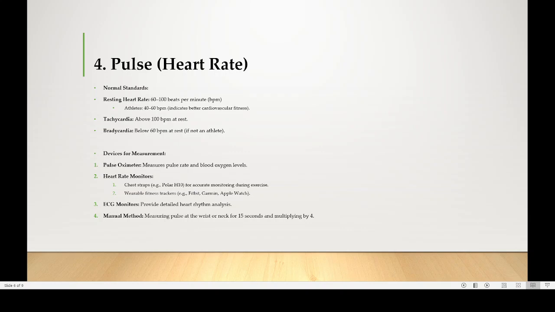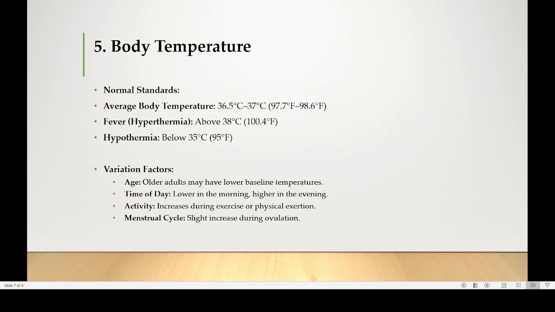So for 15 seconds you will be measuring the pulse. How many beats are there in 15 seconds, then you multiply by 4. That will give you an idea of the pulse rate.